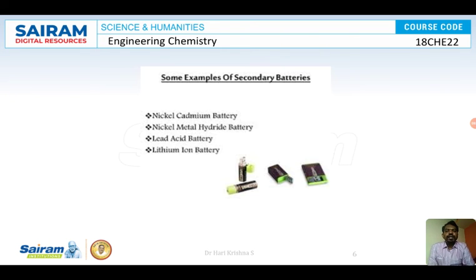Some examples of secondary batteries: the nickel cadmium battery, nickel metal hydride battery, lead acid battery, and lithium ion battery. Before we got the lithium ion battery, nickel batteries were used in laptops. All the laptops were depending upon nickel batteries. Once lithium batteries were invented, now everything depends only upon lithium batteries.